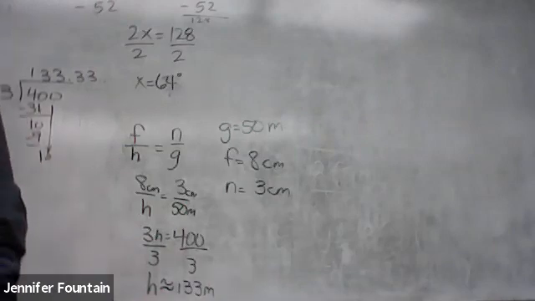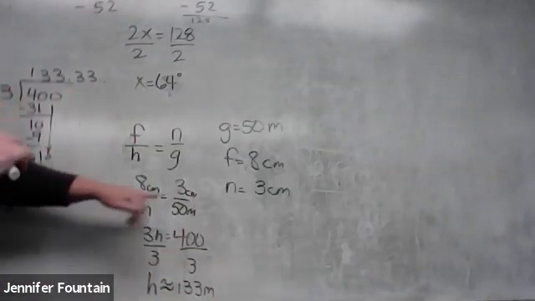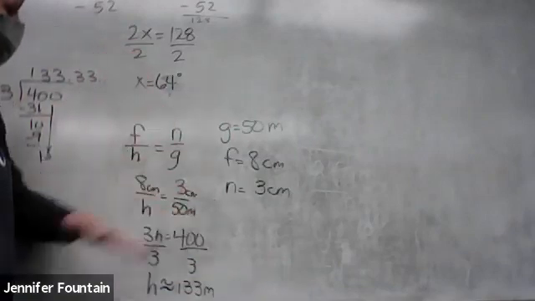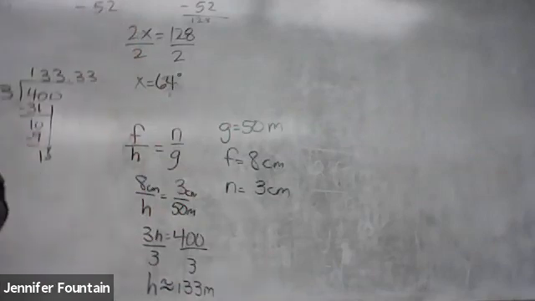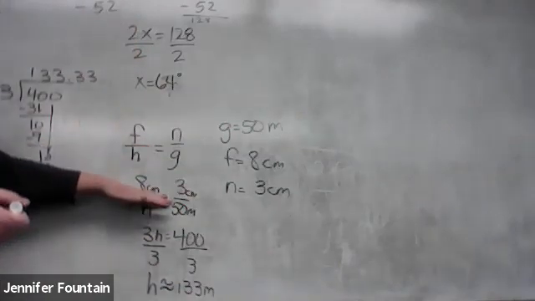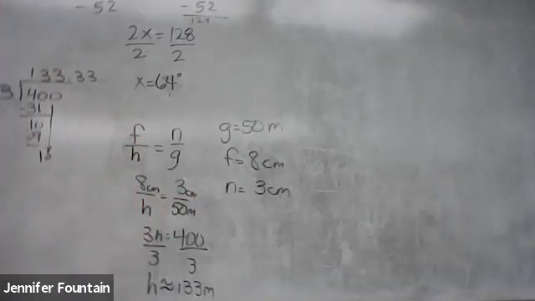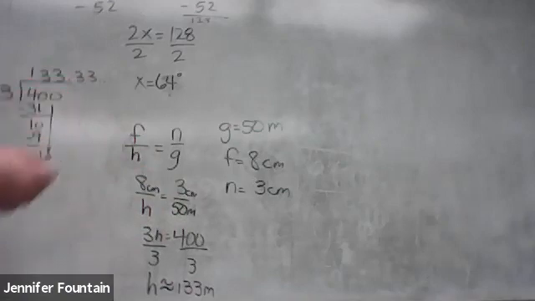Why don't you have to turn 50 meters into 2 meters? Because in this situation, you could if you wanted to, but with proportions, as long as I have like measures in my numerator and like measures in my denominator, then I can work with what I've got. If you wanted to change centimeters to meters or meters to centimeters, you could. Obviously here you're given decimals, so it would be better to change. So you could change it if you wanted to, but you don't have to.